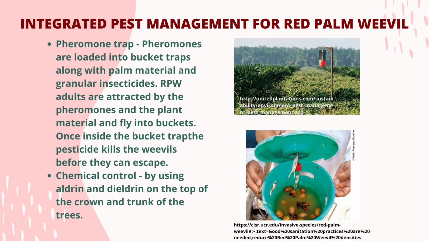First, we must put the pheromones into the bucket traps along with the palm material and granular insecticide. Red palm weevil adults are attracted by the pheromones and the plant material, and they will fly into the buckets. Once inside the bucket, the pesticide kills the weevils before they can escape. The last one is the chemical control using adherine and diadherine, which can be applied on the top of the crown and trunk of the trees. So the above picture is the trap that has been applied between the crops, and the below picture is the result of applying this method.